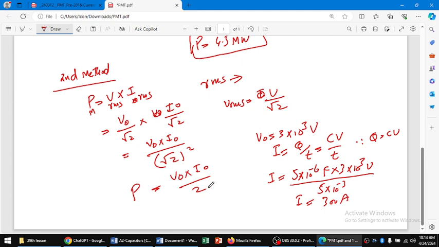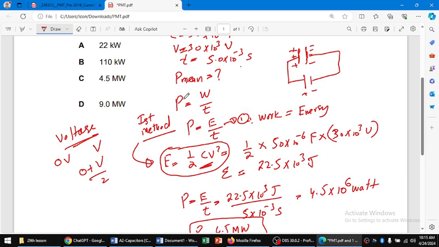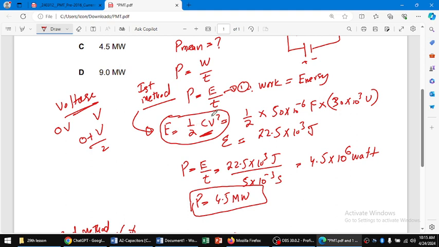Then we put this value in the formula. P is equal to V naught, 3 into 10 to the power 3 volts, times I naught, 300 ampere, divided by 2. So we get 4.5 into 10 to the power 6 watt, the same answer. So either we use P is equal to VI, but voltage and current must be root mean square, the average value, because we want to find the average power, or we can directly use E is equal to half CV square, because the voltage in this formula is the average value of the voltage.